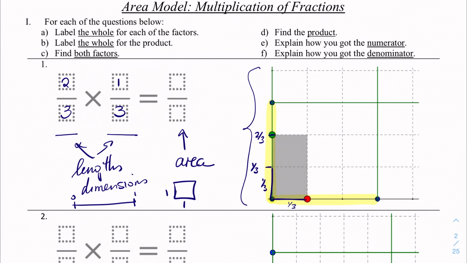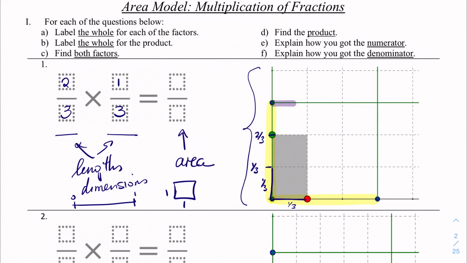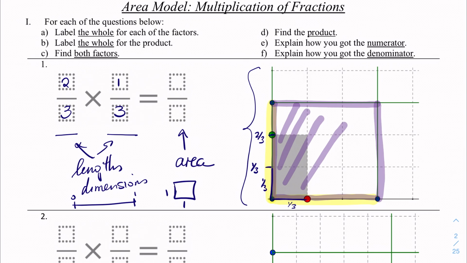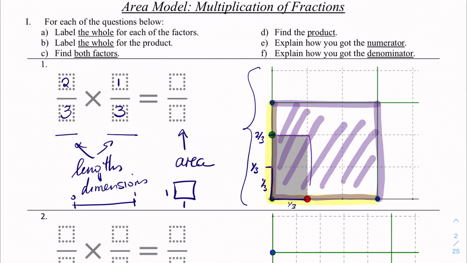Now let's figure out what the actual answer is, what the product is. If we look at the product, we're going to see that the 1 by 1 rectangle, in this case it's actually a square, is this. Now, the area that we're looking at is this shaded area. It's made up of 2 little rectangles. But how many of those rectangles do we need to fill the whole? Well, it's 1, 2, 3, 4, 5, 6, 7, 8, 9. So each one of those is a ninth. So it's actually 2/9.